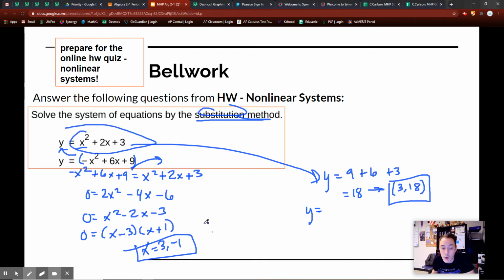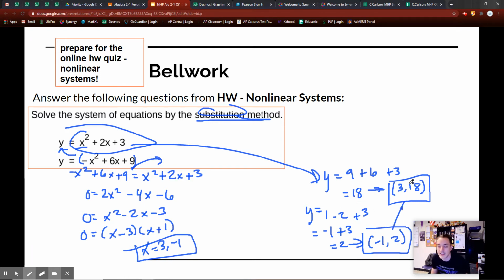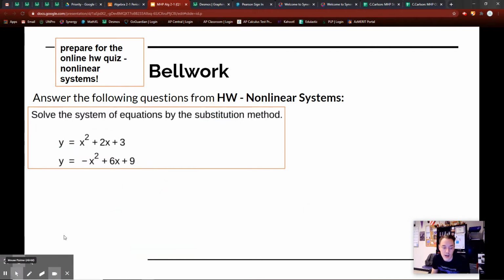I plug negative 1 inside there, so negative 1 squared is just going to be 1. 2 times negative 1 is negative 2, and then plus 3. So this becomes negative 1 plus 3, so this is 2. So my point is negative 1, 2. Okay, so those are my 2 points. Now, since there's no fractions or radicals or anything, I can just plug that into Desmos if I wanted to. I would get the same points there. Sweet. We're going to town on this, so let's move on.